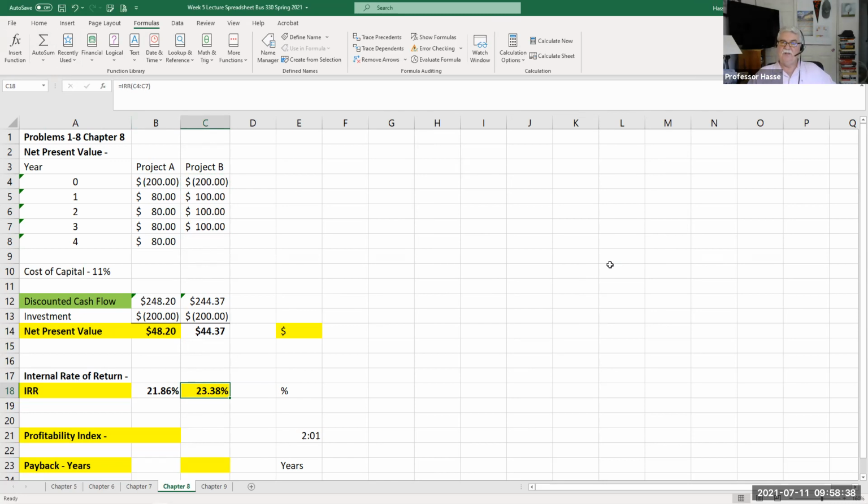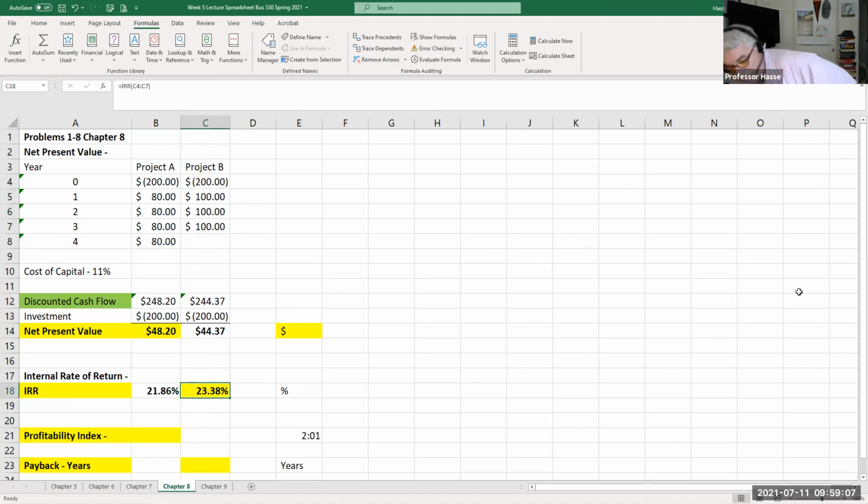Hey, project B is earning a greater return. Well, how can that be? Project A is earning more money. Project B is earning a greater percent? Yes. And here's why: you're getting your money quicker. Here we're getting $300 in 3 years. Here we're getting $320 in 4 years. So we're making more money here, but we're getting the money faster, so our return is greater.